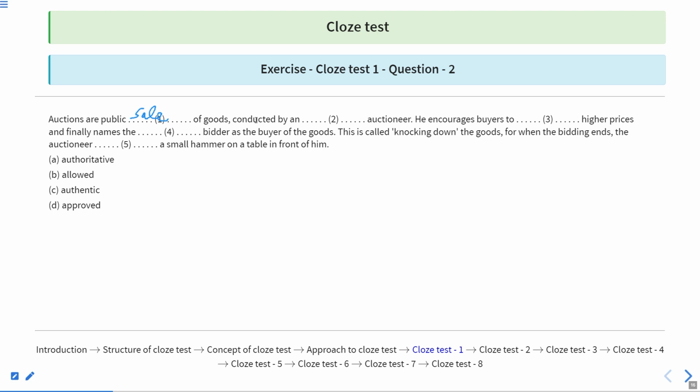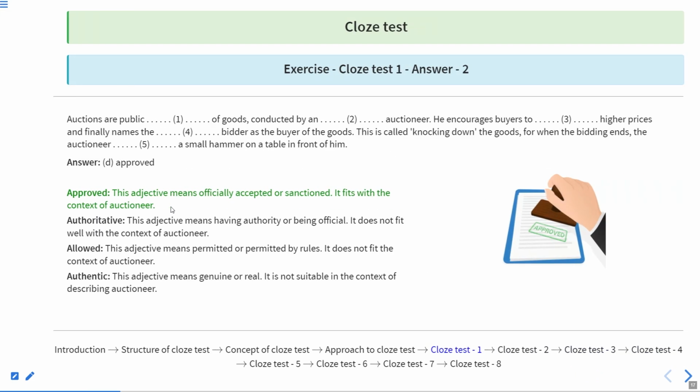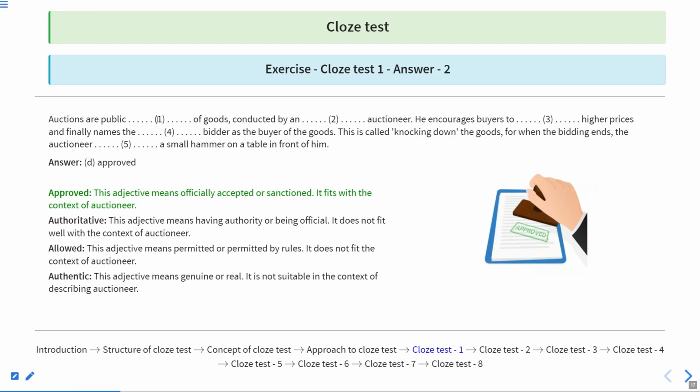Auctions are public sale of goods conducted by an dash auctioneer. Is it authoritative? Is it allowed? Is it authentic? Or is it approved? So you can try to solve it and then we will look at the answer. Let us look at the answer now. Auctions are public sale of goods conducted by an approved auctioneer.